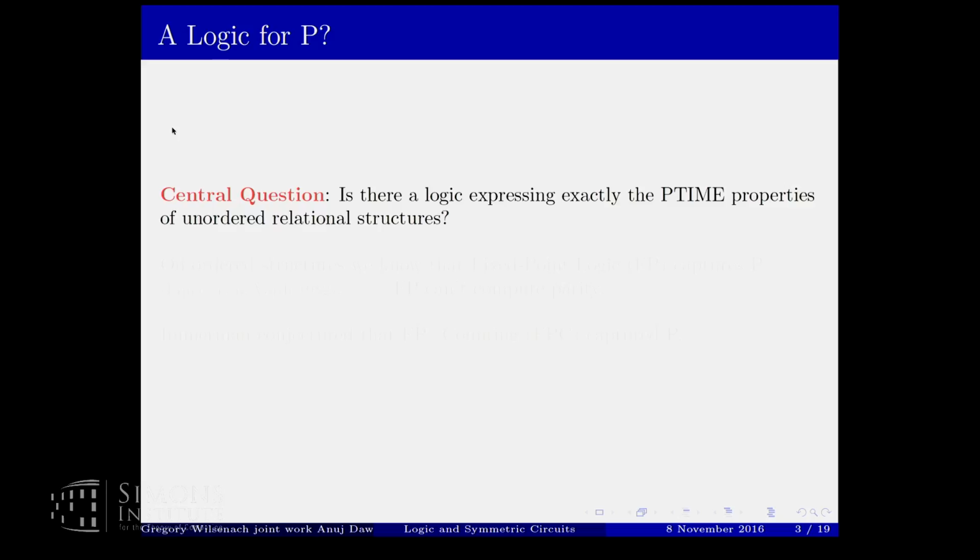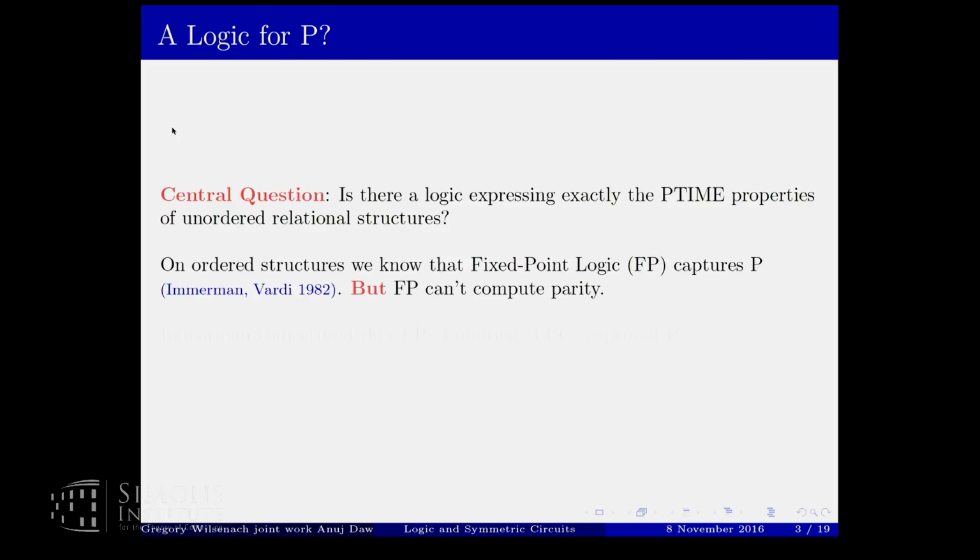So there's this very central problem, probably the central problem in descriptive complexity, of trying to find characterizations for polynomial time, capturing problems for polynomial time. The first big result in this was by Immerman and Vardi, the very famous theorem that on ordered structures, fixed point suffices. But of course, fixed point fails hopelessly when you try to expand past ordered structures. You can't even do basic things like parity.